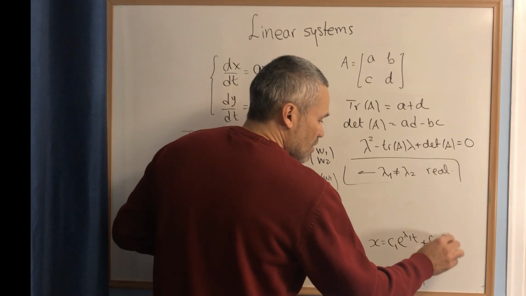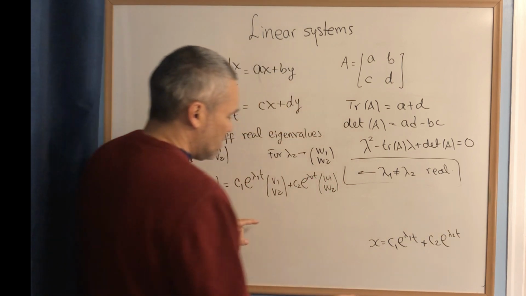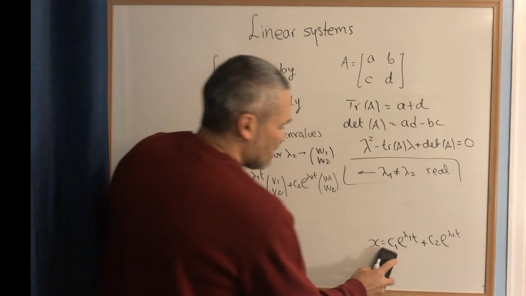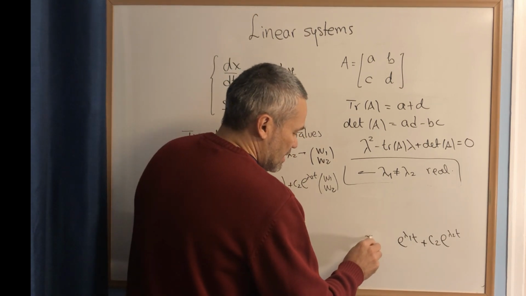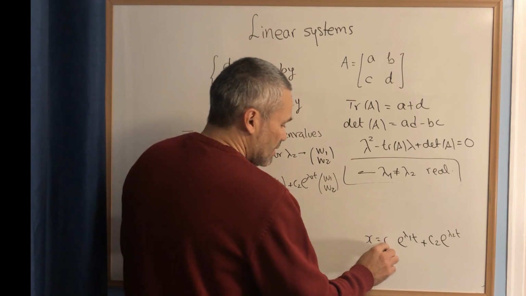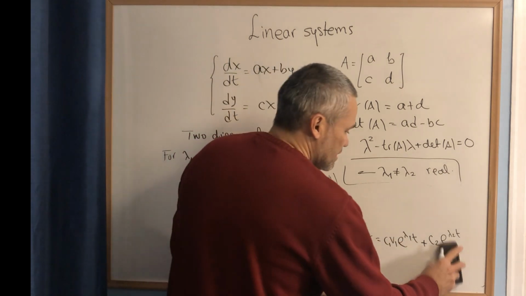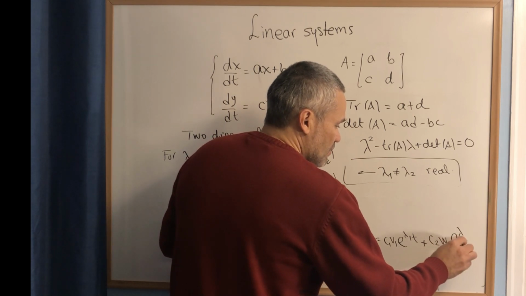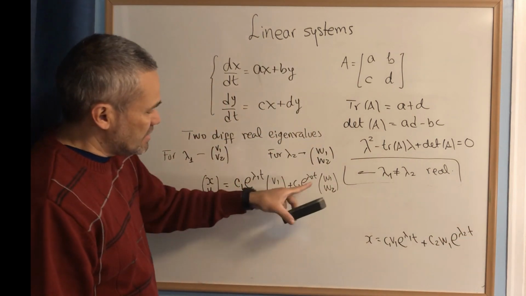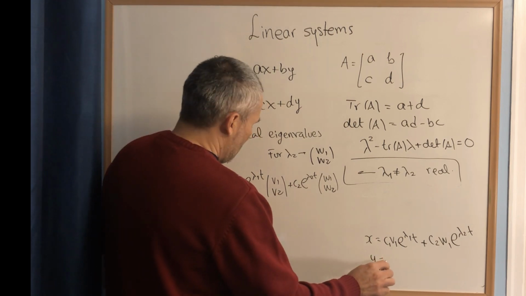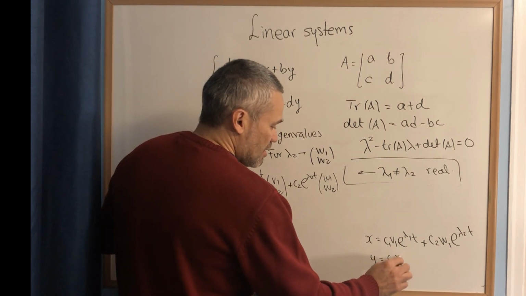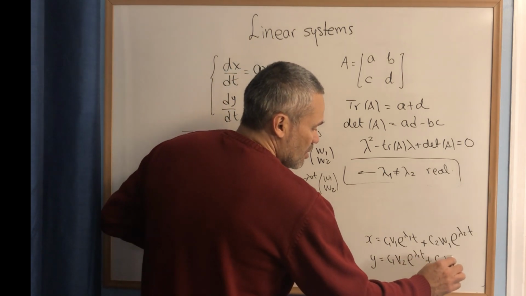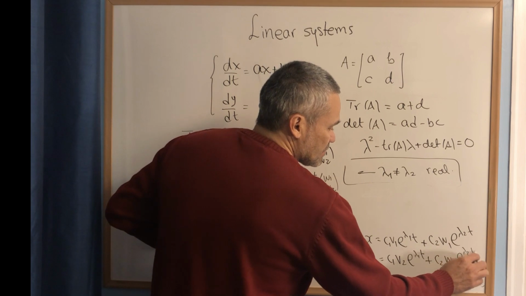Plus c2 e to the lambda 2t. Oh, sorry, I forgot here to write c1. x is c1 times v1, and here is c2 times w1 e to the lambda 2t, the first entries, and the y would be c1 v2 e to the lambda 1t plus c2 w2 e to the lambda 2t.